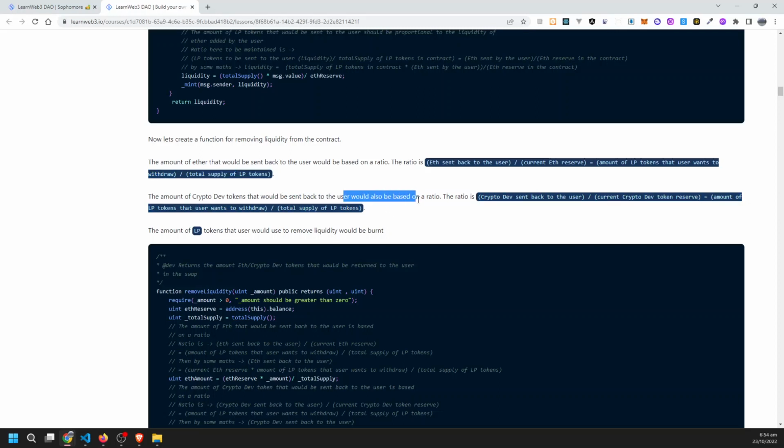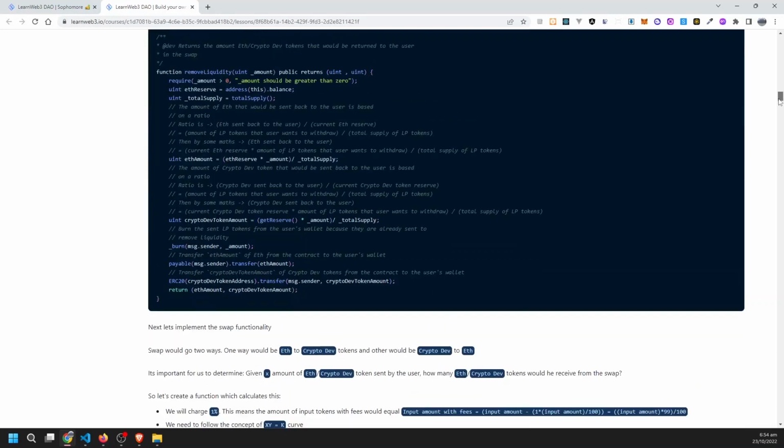would also be based on a ratio. The ratio is crypto dApp sent back to the user divided by the current crypto dApp tokens reserve, equal to the amount of LP tokens that the user wants to withdraw divided by the total supply of tokens. The amount of LP tokens that the user would use to remove liquidity would be burned.